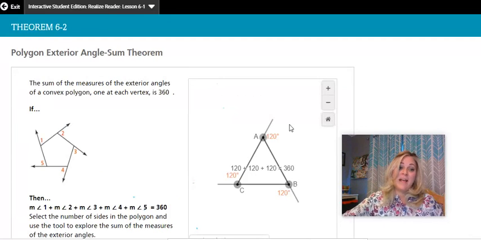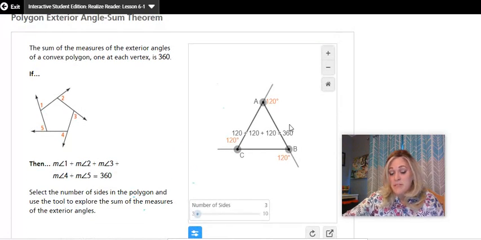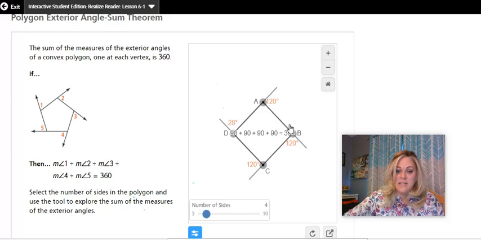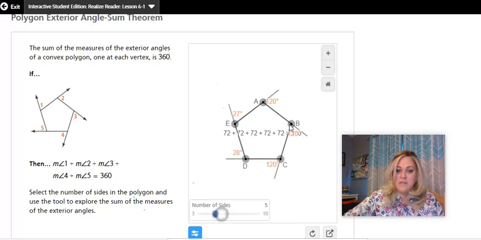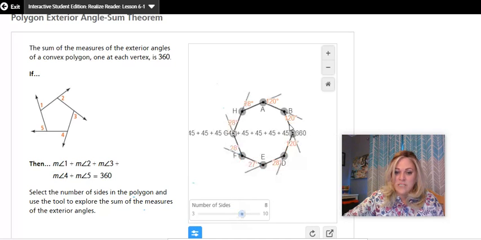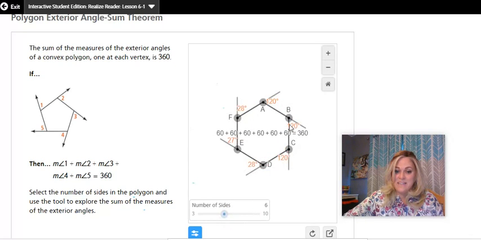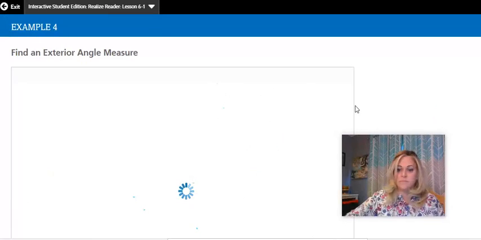All right, polygon exterior angle sum theorem, here it is. It even tells you the rule: it will show up as 360 every time. And it even shows you visuals. See how these exterior angles keep changing? But the total, which is kind of cut off, there it is. The total doesn't change. It's still 360 no matter how many sides of the polygon you have.